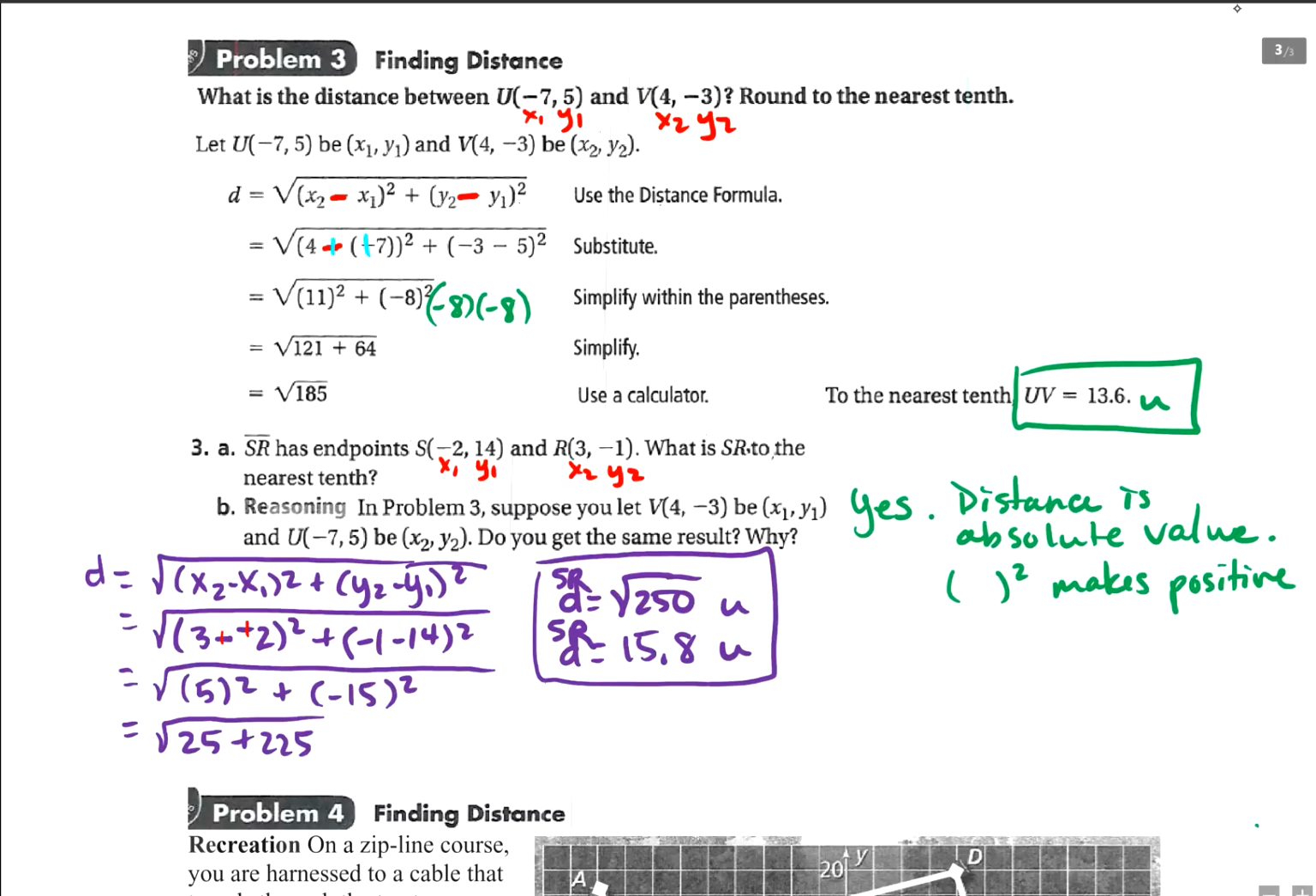Okay, the second question, question B. If we switch x1, y1, and x2, y2, does it make a difference? No. You're going to get the same result. So yes, you get the same result, because distance is simply how far from one point to the next point. Doesn't matter which direction you go. It's the square in here that makes it positive. Just like when we're doing horizontal and vertical, absolute value makes it positive. All right.